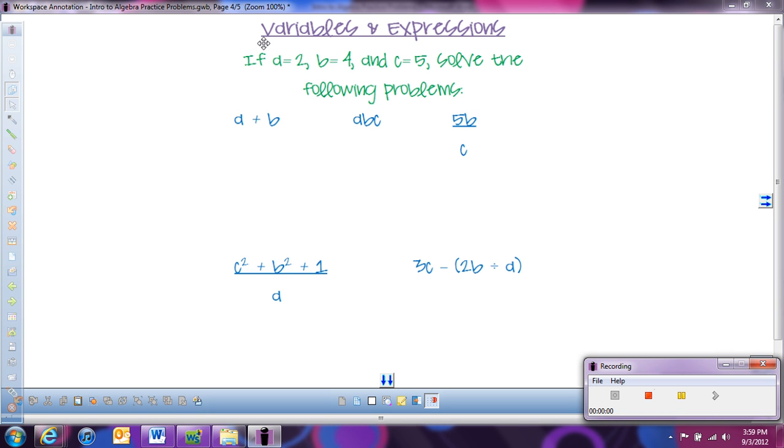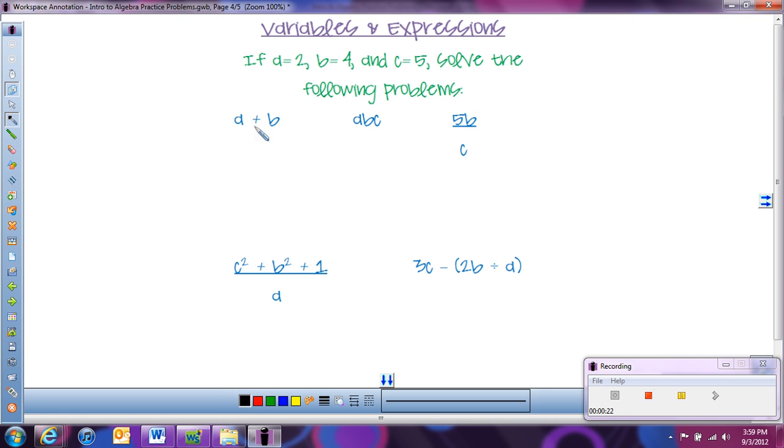We will now be looking at variables and expressions and how to use substitution, how to be plugging in numbers for variables to solve our problems. This is very, very similar to using order of operations. We just have one extra step. Before we can solve the problem, we need to plug in numbers for those variables. So that's all we're going to do in these problems.